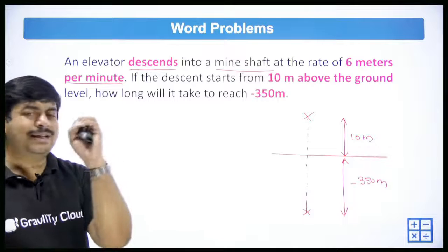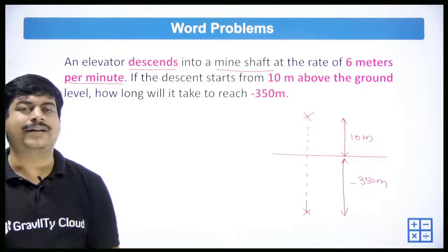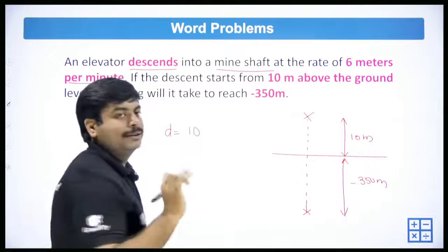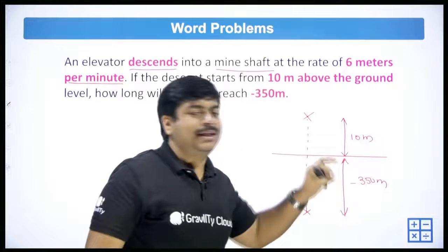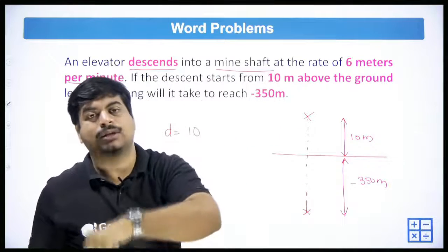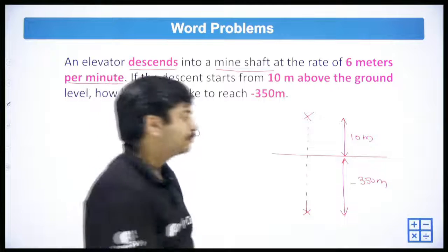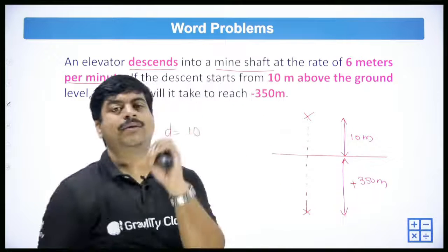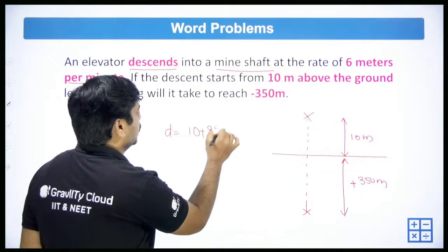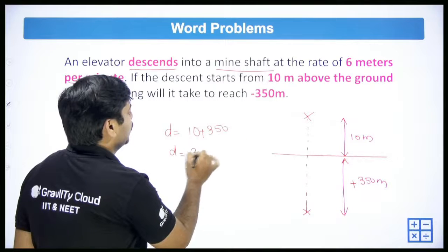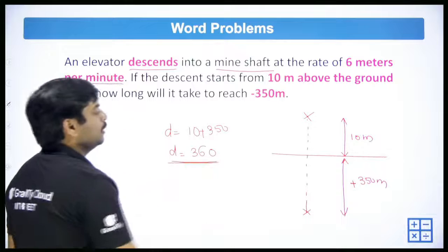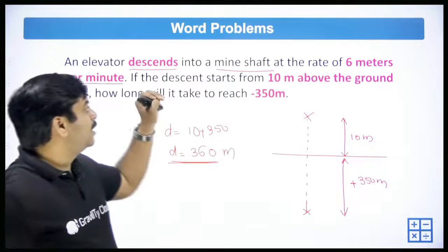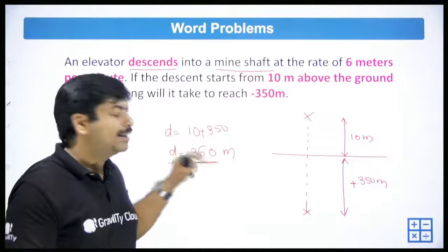Now tell me, what is the total length it is moving? What is the total distance it is covering? The total distance is 10 meters above, and although it is minus 350, negative means reverse direction. The distance is 350 meters only. The distance is always positive. So distance is equal to 10 plus 350, that will give you 360. So the total distance traveled by the elevator is 360 meters.